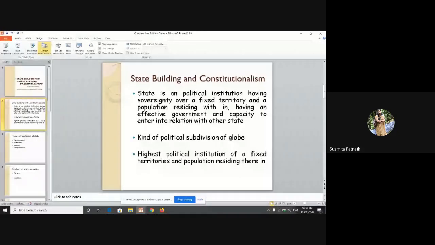Depending upon the procedure of amendment, if the amendment procedure is a very easy process, then it is called which type of constitution? That is called a flexible constitution.